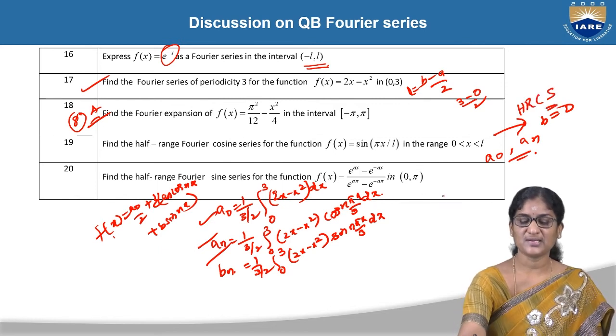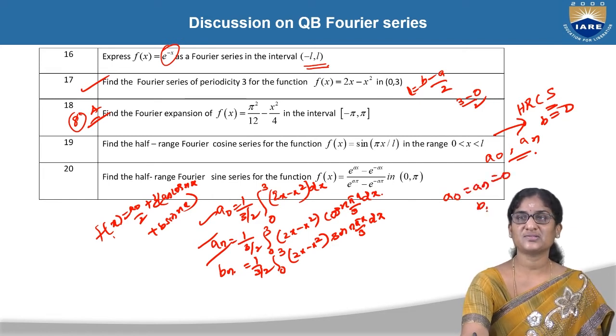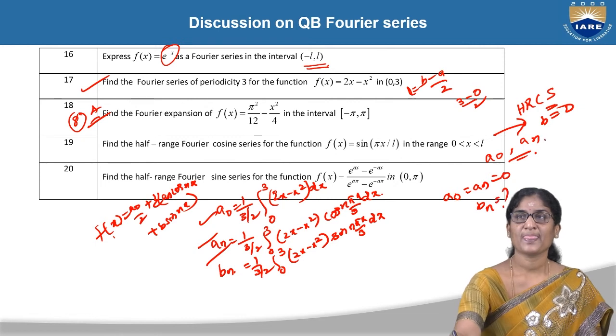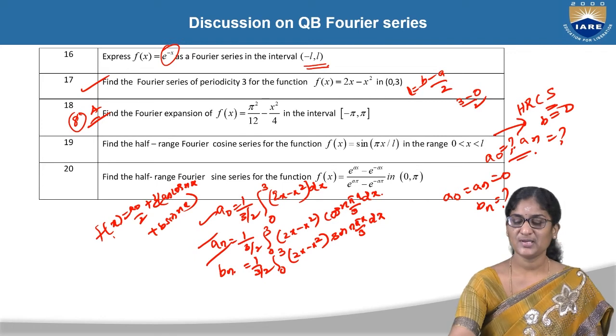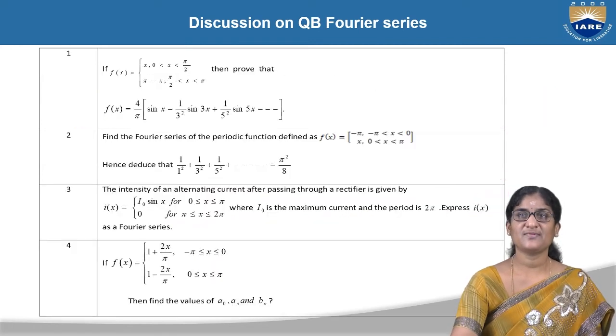Now for half range sine series, a0 and an both will become 0, but only the bn value will exist. So bn value we need to find out. Here a0 and an values we have to find out for the 19th question, and for the 20th question we need to find out only the bn value, because he asked only the half range sine series. So this is how we can do the part B questions.